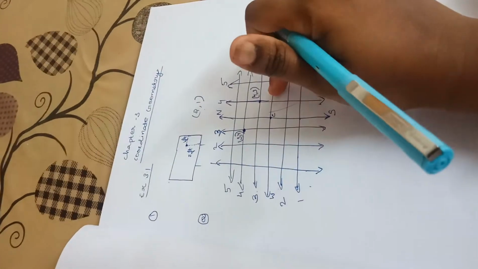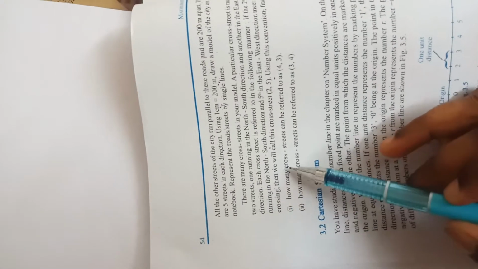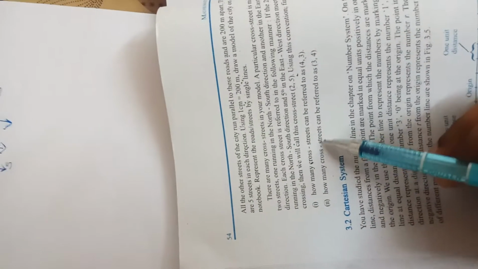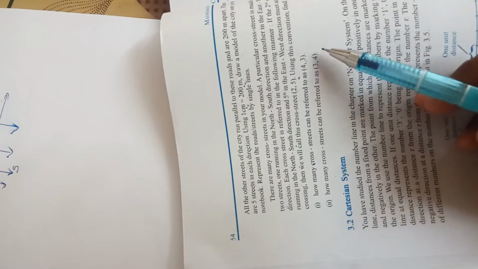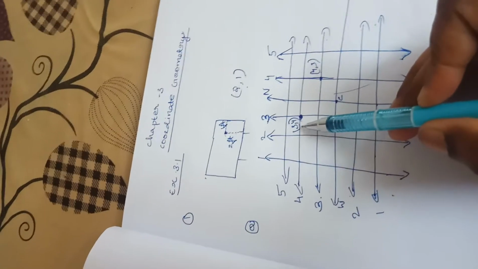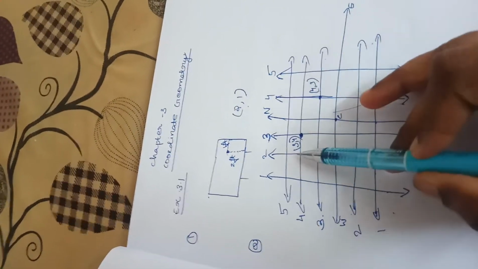So I am plotting these 2 points because in this section it is asking about 4 comma 3 and 3 comma 4. This is the actual question. How many cross streets can be referred to as 4 comma 3? How many cross streets can be referred to as 3 comma 4? So 4 comma 3 and 3 comma 4. Now we got both are different points.